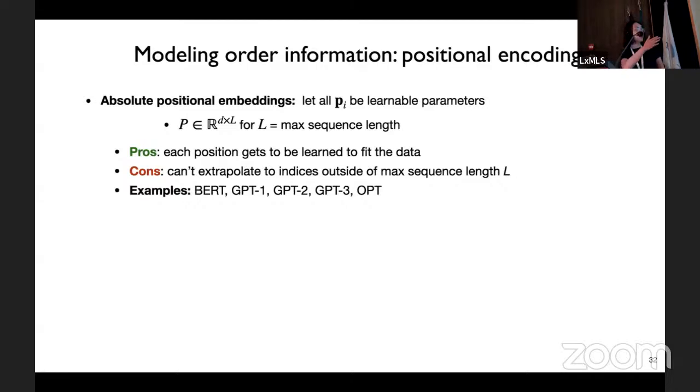I just want to give an example: a lot of models like BERT, GPT-1, GPT-2, GPT-3, I believe GPT-3 is, and OPT, they all use this kind of absolute positional embeddings. At the time, people hadn't thought too much about longer sequence modeling, so this type of absolute positional embeddings will actually be sufficient.